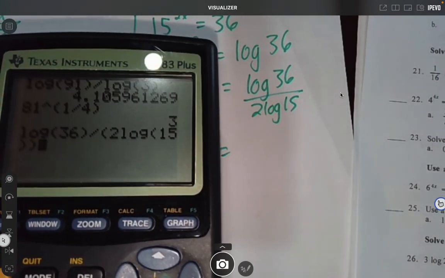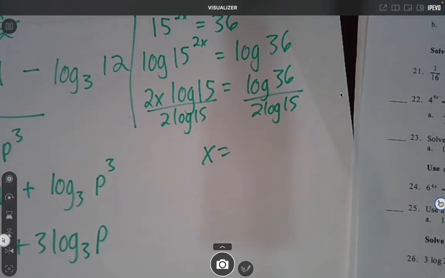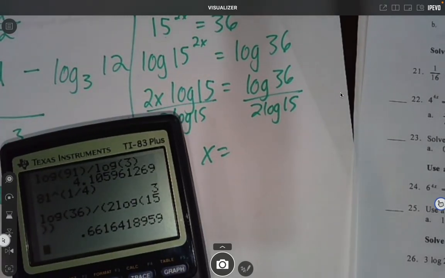Okay, I'll show you for just a second. All of that's in the denominator. And we get 0.6616. Yes, that's A. 0.6616. So number 23 is A.